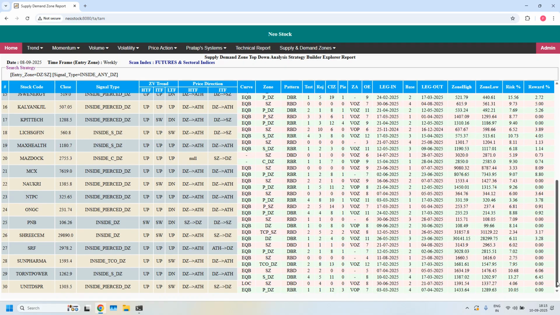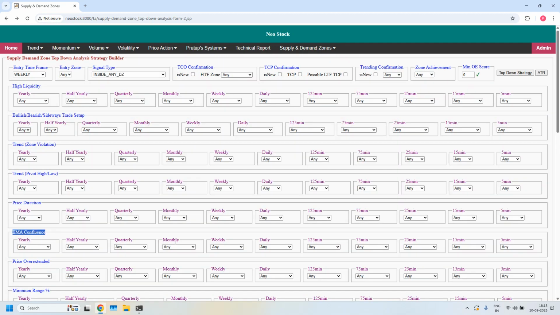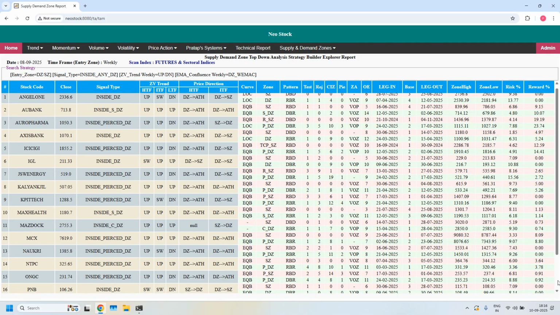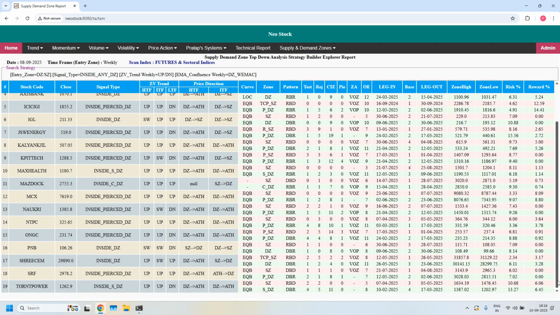We can further filter this list based on the weekly demand zone having weekly EMA confluence, and also the trend on the weekly should not be sideways. So first 15 stocks in the list. Scrolling the list down. Total we got 19 stocks.